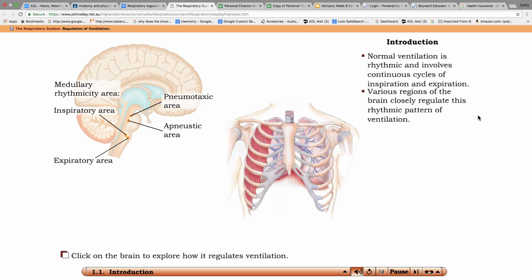Let's talk about normal ventilation and what controls normal ventilation. The region of the brain that we're going to center on is your inspiratory area and your expiratory area, because those are the ones that control most of your normal breathing. They are in the part of the brain we call the medulla oblongata. Normal breathing only involves your inspiratory area, which sends messages to my muscles.